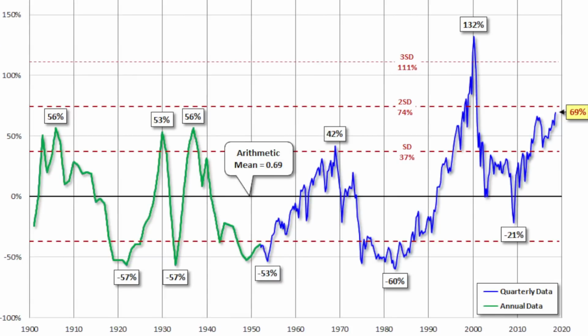Now, even though a 1-to-1 ratio may seem like a fair value, historically, that's not the case. Since 1900, the average Q ratio is about 0.69. That means that right now, the market is 69% above that historical mean, a level that has only been surpassed one time in history, immediately preceding the tech bubble.